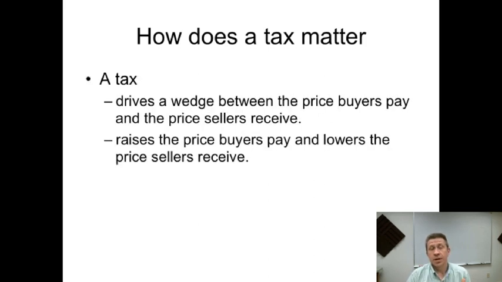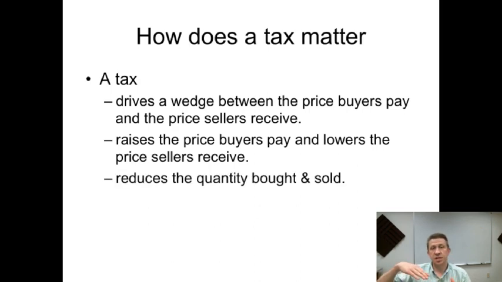How does a tax matter? Everybody here knows what a tax is. So when there is a tax, the way we'll think about this is now all of a sudden the amount that the buyer is paying is different than the amount the seller is receiving. And the amount of that difference, that's the tax. So buyer pays some higher amount, the seller gets some lower amount, the government gets the amount in between.